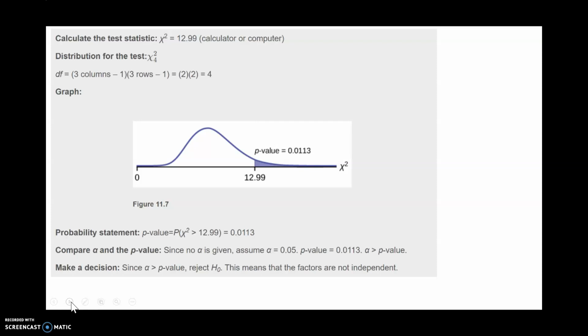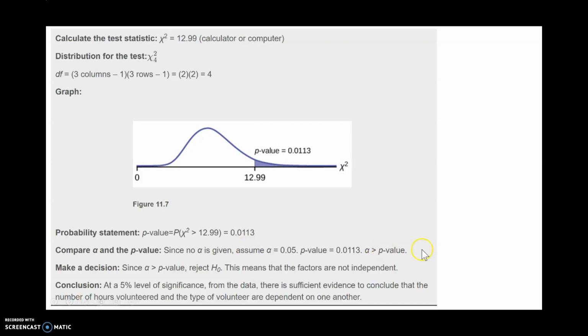Now, the null hypothesis was that these were independent, right? So if we reject that, then that means that the factors are not independent. So the way that we would sum that up is we would say, at a 5% level of significance from the data, there is sufficient evidence to conclude that the number of hours volunteered and the type of volunteers are dependent on one another. They're not independent, they are dependent.